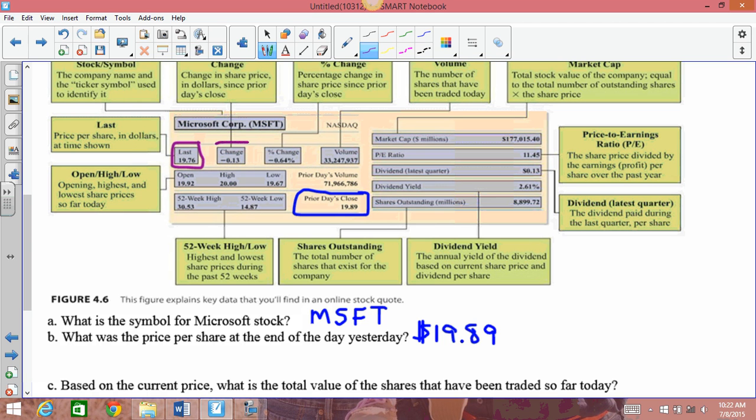Another way to do it, though, is to look at what was the last price per share, and then look at what kind of change that represents. So the last price per share was 19.76. That represents a 13-cent decline from the previous day, because you notice up here the change represents since the prior day's close, so that represents a 13-cent drop. So if you want to figure out what happened yesterday, you have to do the opposite. You add the 0.13, and sure enough, if you add those two together, you're still going to get 19.89. Whatever works for you, but I just thought I'd point that out. Obviously the prior day's close is the way to go.